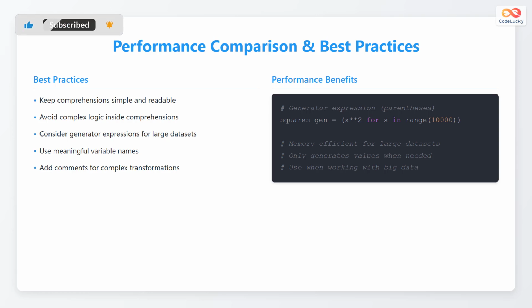For large datasets, consider using generator expressions, which are memory efficient and generate values only when needed. Use meaningful variable names to enhance code understanding, and add comments for complex transformations to explain the logic. Additionally, generator expressions, created using parentheses, are memory efficient for large datasets as they generate values only when needed, making them suitable for big data scenarios.